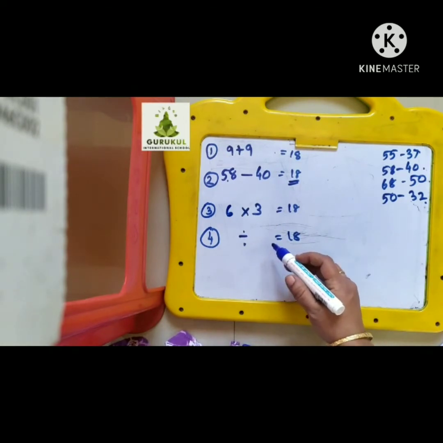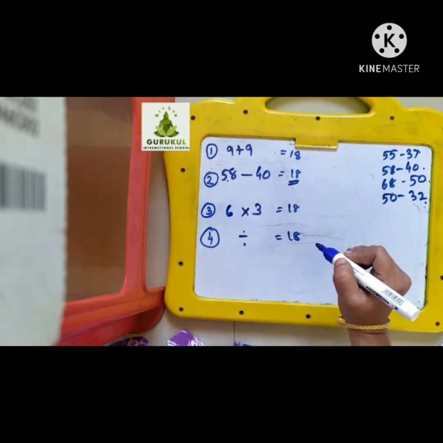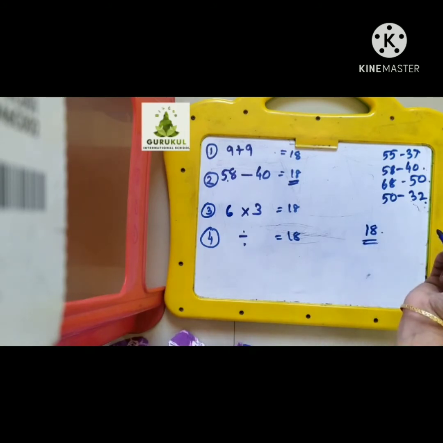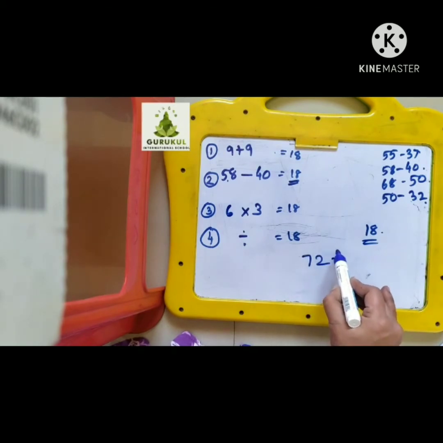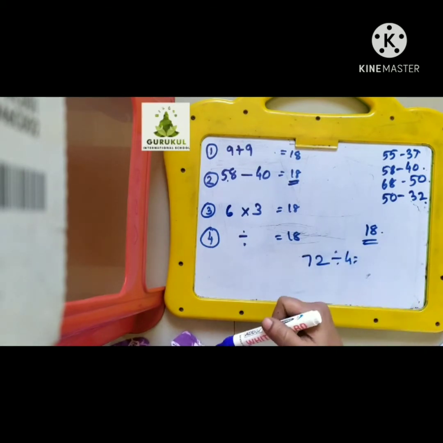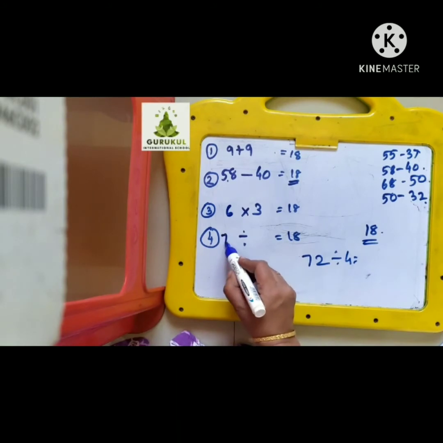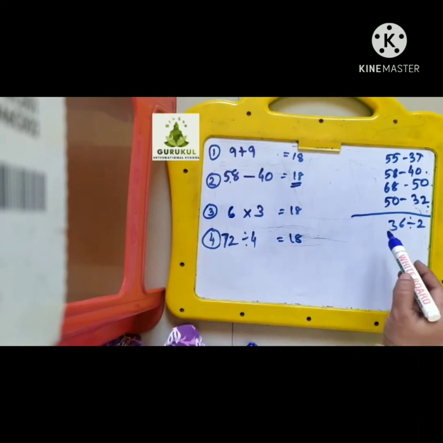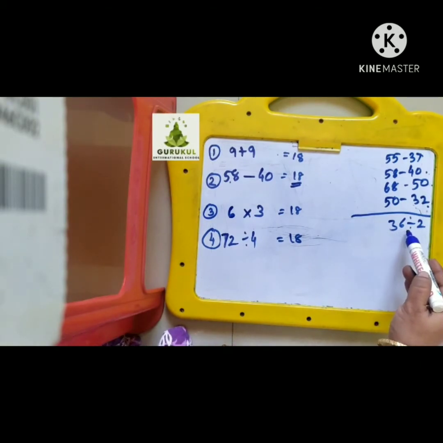Okay. Then let's see for division. Your answer has to come what? 18. So what numbers can you decide? You have to take the table of 18 over here. That means your quotient is 18. So you can say 72 divided by 4 gives you the answer as 18. So for division also you can take different numbers like 36 divided by 2 or 72 divided by 4. The concept is after division also the answer has to be 18.